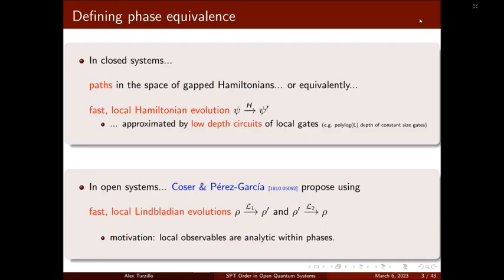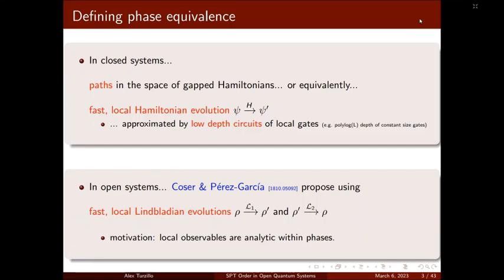For open systems, some progress was made in this paper by Coser and Perez Garcia in generalizing the second of these two notions of phases. As far as I know, the paths in the space of gapped Hamiltonians isn't something that's been generalized to open systems. But for the second notion, the idea is to consider fast local Lindbladian evolutions between mixed states. And a new fact about Lindbladians as opposed to Hamiltonians is that they're not necessarily reversible. So there, the equivalence relation is that you can go from one state to the other by some Lindbladian evolution. There's also a Lindbladian evolution taking you in the other direction. These are not necessarily inverse of each other.